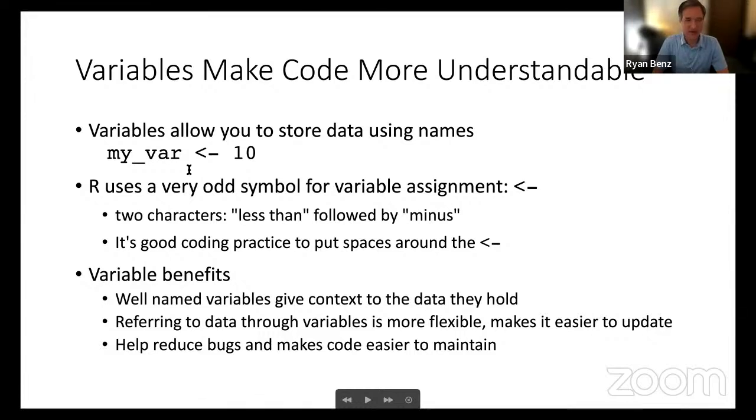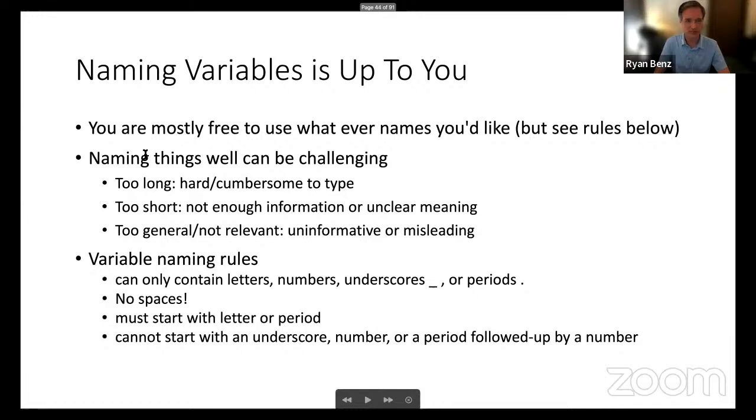As I mentioned, some of the benefits here: you want to use names. We'll talk about what names are valid in R in just a minute, but you want to use well-named variables. Rather than referring to explicit, hard-coded numbers like the number 10, it's better to refer to those by variables. If you use variables, it helps you reduce bugs. It makes your code easier to maintain. The takeaway here is that variables are a fundamental part of any programming or analysis you're going to do in R, and you're going to be using them a lot. We'll practice making variables here in just a minute.